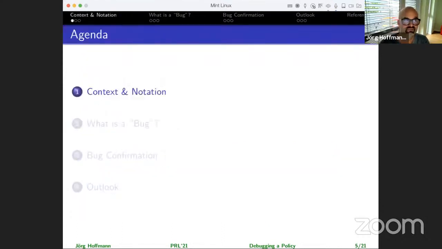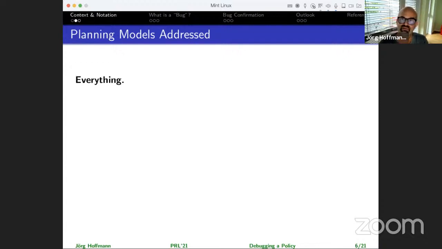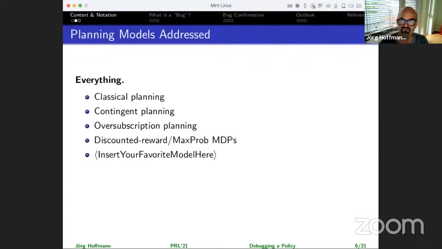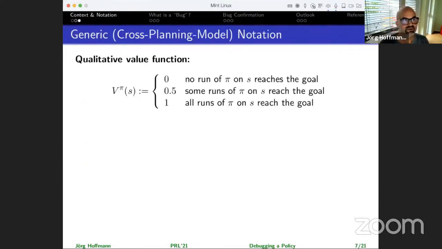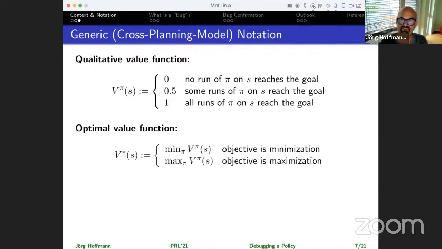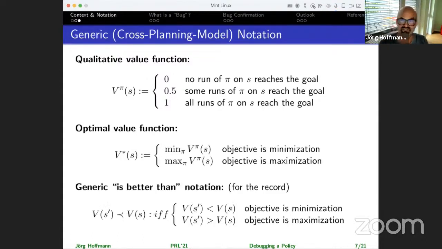But now let's discuss what we actually did here. If you're wondering what planning formalism we address, the answer is basically whatever you want it to be. The only assumption we are making is that it makes sense to learn a policy and that you can define a value function for the policy. Now, you might think in some cases defining a value function really makes no sense and isn't commonly done, for example, if all you worry about is whether or not your policy reaches the goal. Also in that setting, you can define what we call a qualitative value function that just measures the degree to which you reach the goal. We're going to be using V star as usual for the value of the optimal policy, generalizing over planning frameworks that minimize or maximize.